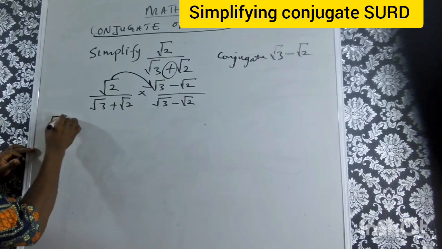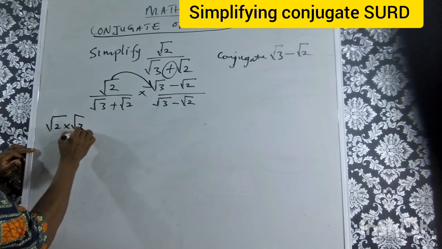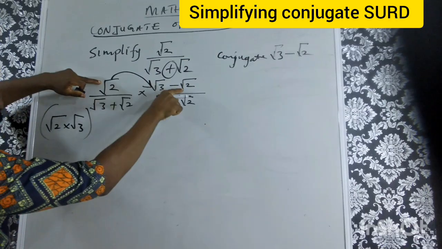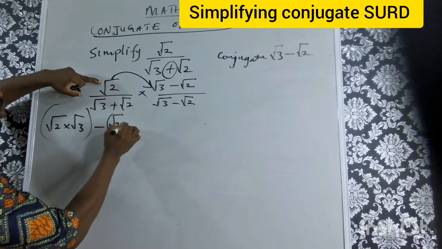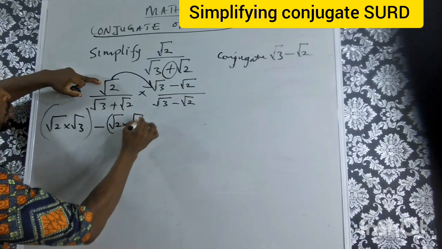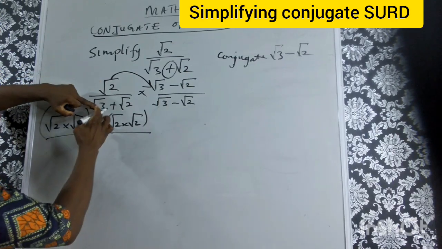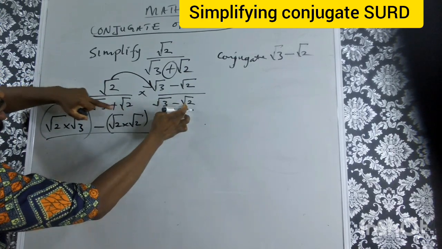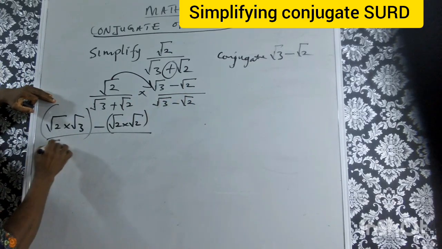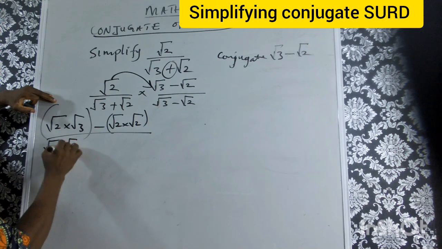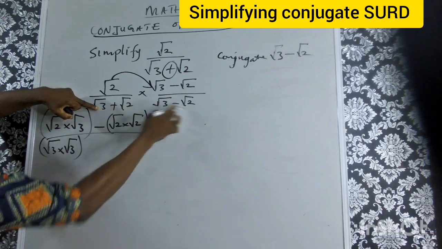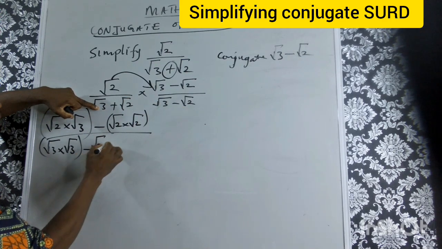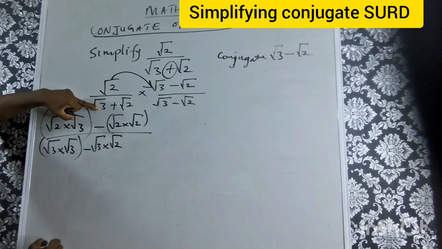So root 2 will have root 2 times root 3. Put it in brackets. This will multiply this. But because of this minus, you put this minus here. And now root 2 times this one. Root 2. Everything is over. You just multiply this, this and this. We now have root 3 times square root of 3. This time, because of this minus, we are using this to multiply this. We have square root of 3 times square root of 2. We close the brackets here.